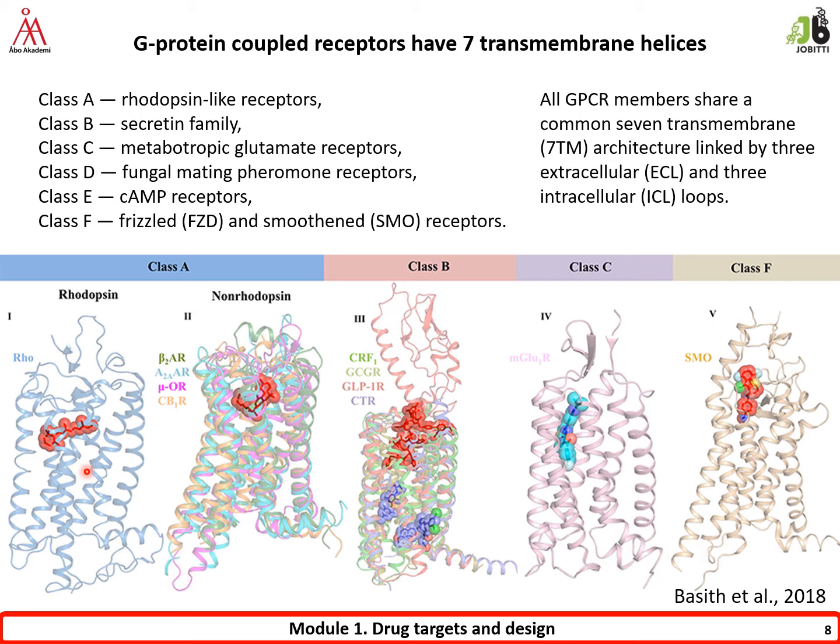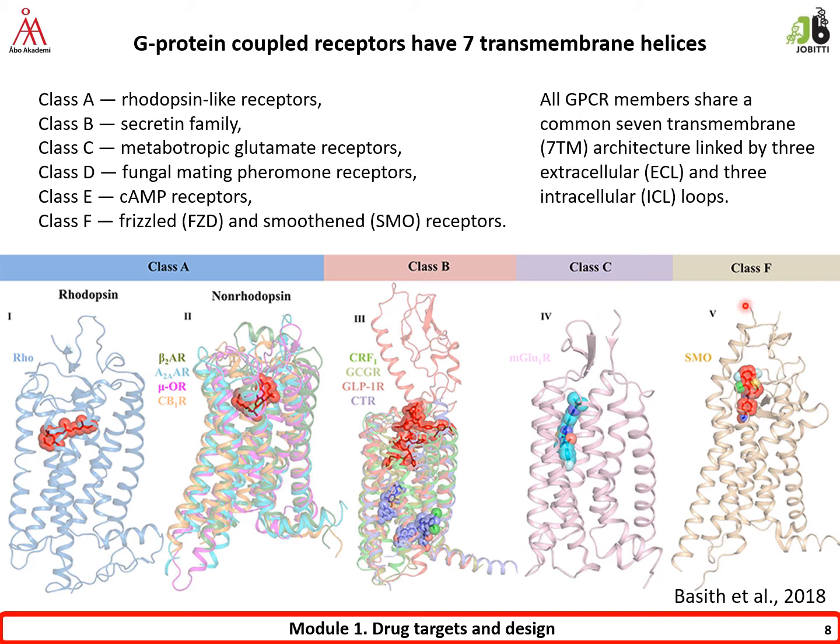In the case of class A GPCRs, the endogenous ligand is recognized by a ligand binding site in the 7 helical transmembrane region. For class B, the ligand is recognized by both the extracellular loop and the 7 helical transmembrane domain. For class C, the ligand binding pocket is found in the extracellular domain that contains a Venus flytrap module.